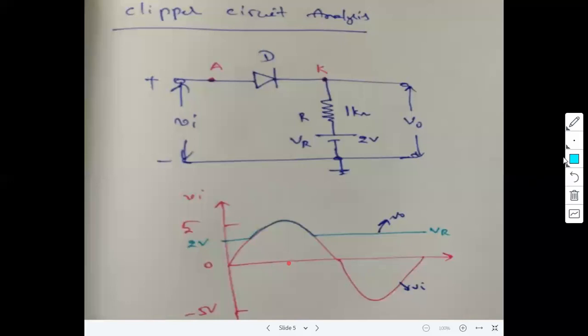Now observe, this is the circuit. When the diode's anode voltage is less than the cathode voltage, that means the input voltage is less than 2 volts. For all these cases, from -5 up to 2 volts, what is the output signal? The output signal is Vr only. Here Vr, here also Vr, for this entire duration, the input signal is less than 2 volts, right?